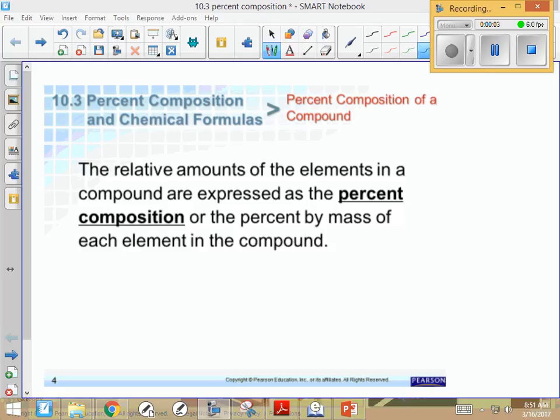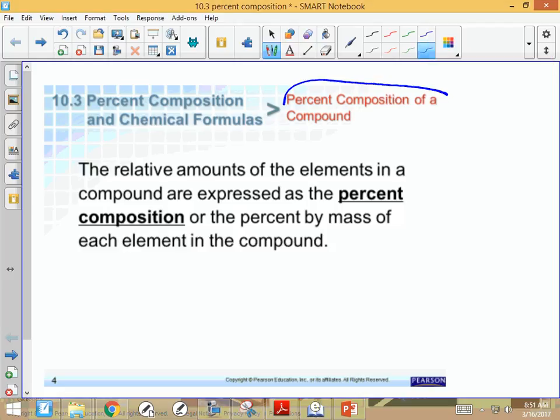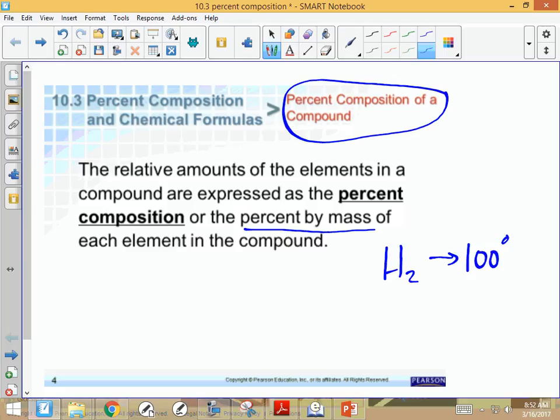We're going to talk about percent composition of a compound today. What we mean by percent composition is the relative amounts of the elements in a compound expressed as a percent. We're talking about percent by mass of each element in the compound. Like I was saying earlier, H2 is 100% by mass hydrogen.